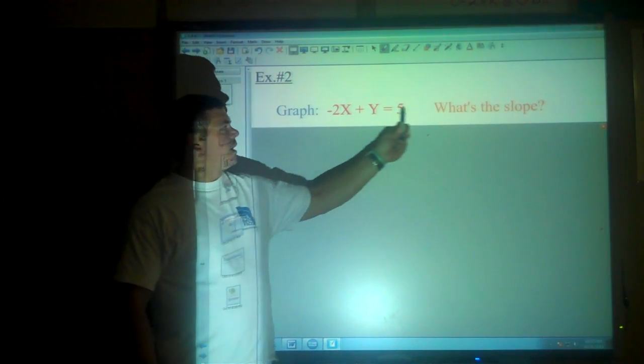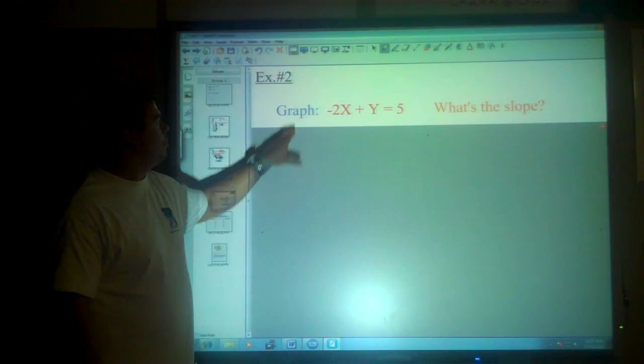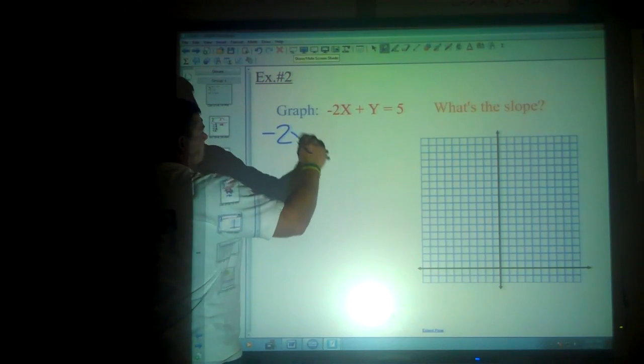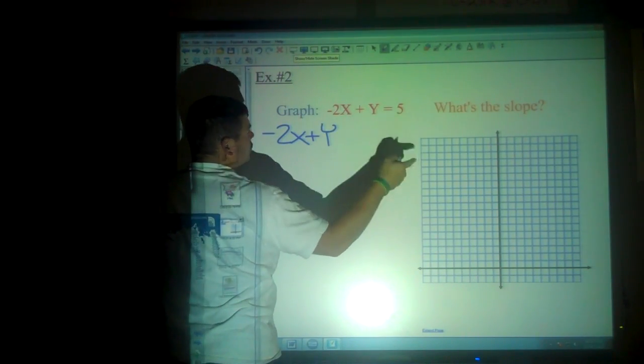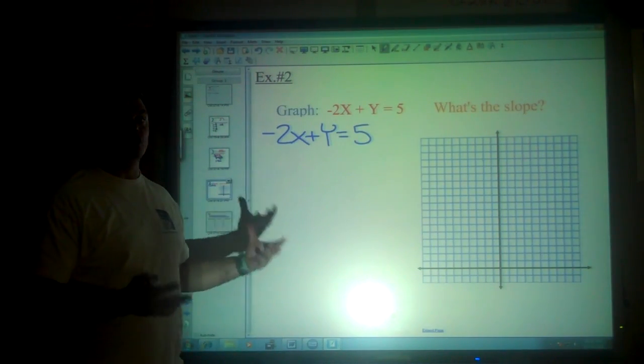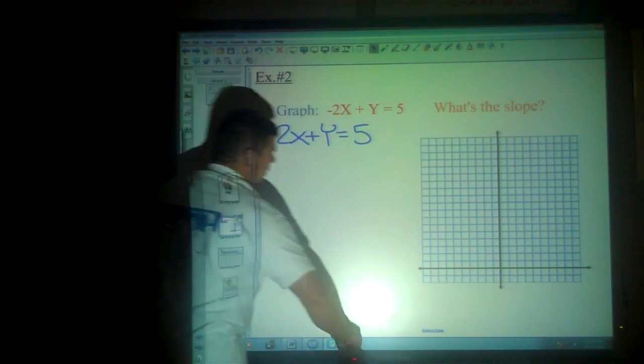Graph negative 2x plus y equals 5, and the question I have over to the side is, what is the slope? We're going to make this graph, but we're first going to change this into slope-intercept form. Because if we can get it into slope-intercept form, it makes graphing much easier. So in slope-intercept form, y is all by itself.